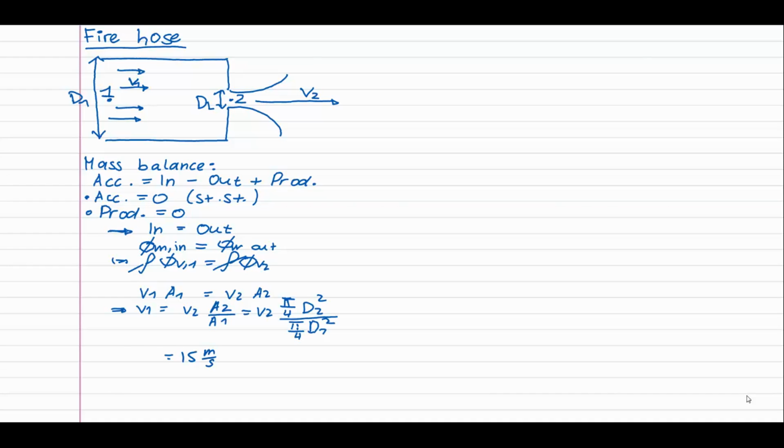Now filling in all the numbers, 15 meters per second times the square of 4 centimeters over 10 centimeters. This leaves us with 2.4 meters per second.